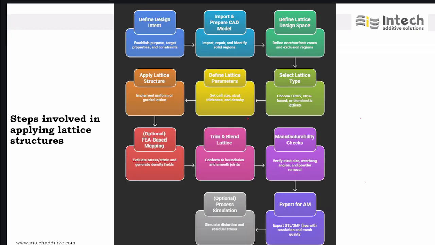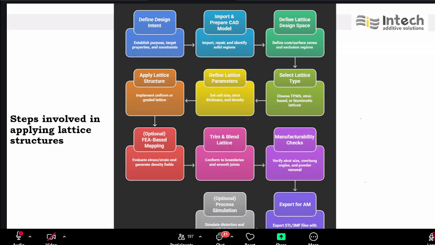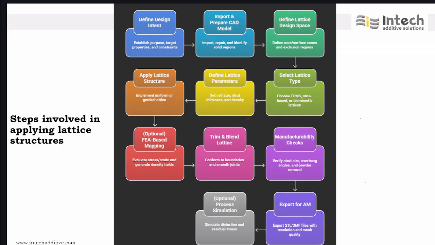Step 8 is about trimming and blending the lattice, conforming to the boundaries and smooth joints. I want to search for lattice edges that can be cracked, or where they intersect the outer surface. Some trimming and blending needs to be done to create smooth transitions so that there is no sharp discontinuity. This could decide the part quality and helps to reduce the stress concentrations.